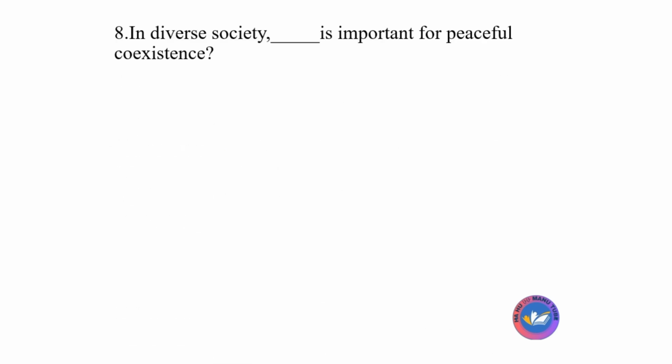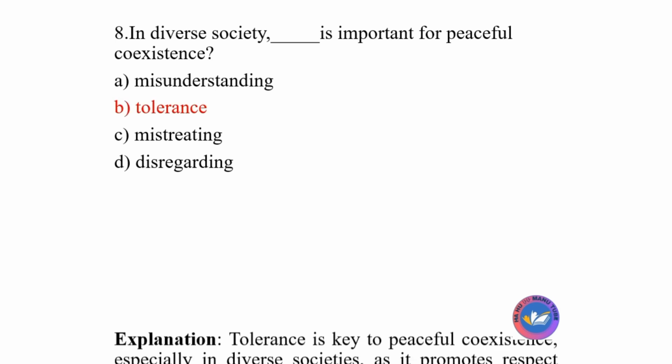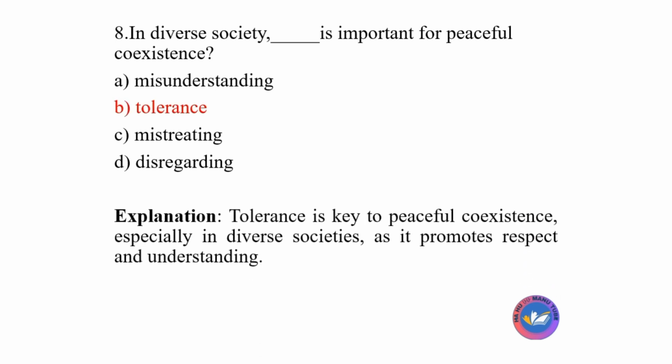Question number 8. In diverse society, blank is important for peaceful coexistence. A. Misunderstanding, B. Tolerance, C. Mistreating, D. Disregarding. The answer is tolerance. Tolerance is key to peaceful coexistence, especially in diverse societies, as it promotes respect and understanding.